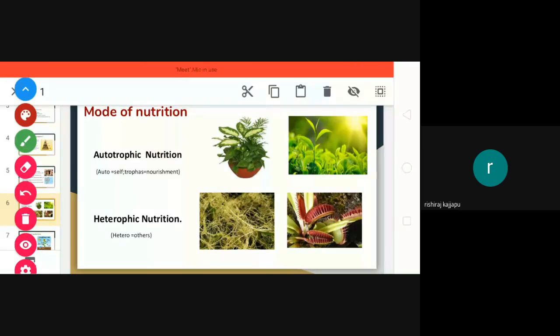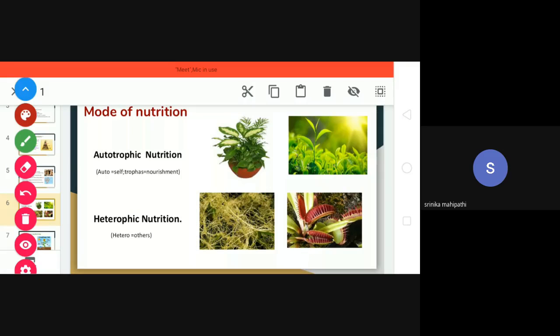Insectivorous plants get nutrition from small insects. And some plants get nutrients from other plants. We are going to learn about those plants. So some plants depend on other plants to get nutrients. This type of mode is called heterotrophic nutrition. Is it clear, children? Is it clear up to now, or do you have any doubts?